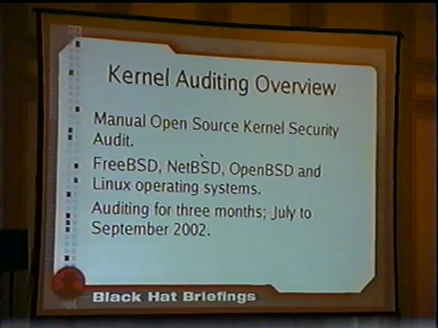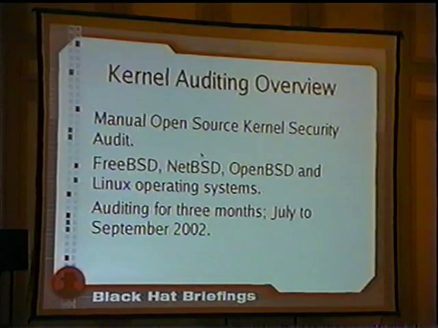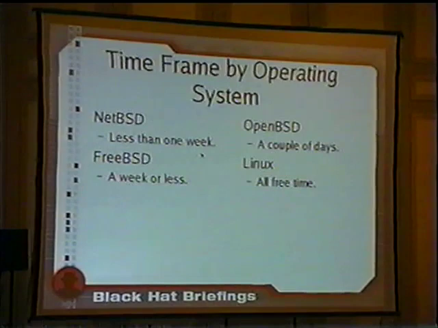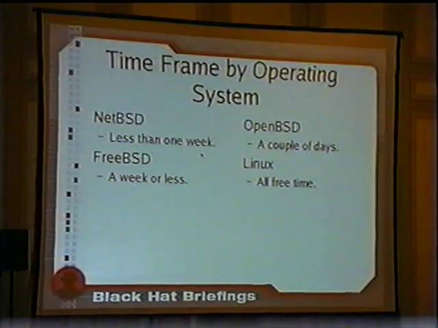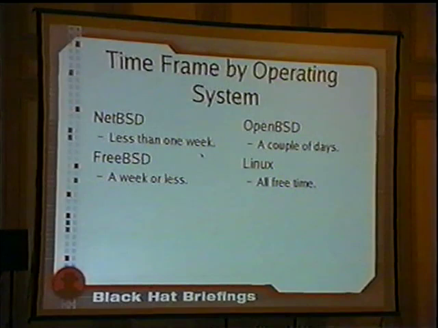It was July to September last year. It seems slightly outdated, I suppose, but it's not really. A lot of things still apply. There's even some zero day which I presented a couple months ago, which still never got fixed. There are a lot of interesting things to talk about. Just to give a time frame of the auditing I did on each operating system, NetBSD was a bit under a week. FreeBSD, also a bit under a week. OpenBSD, just not too long. And Linux was pretty much the rest of my free time. The reason for this was I use Linux a lot, so I suppose I was a bit biased and wanted to audit it more.